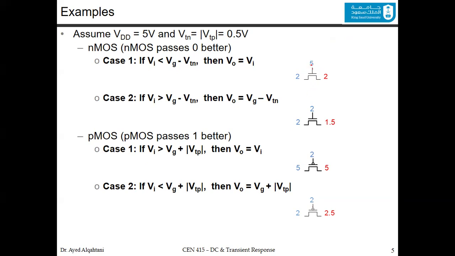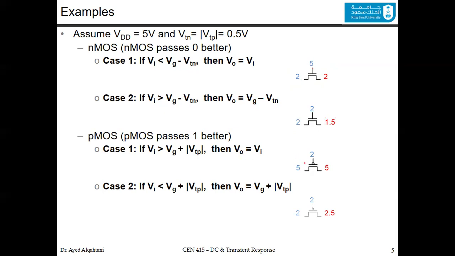So 5 minus 0.5, now we have 4.5, and you compare this value to the value of 2 volt, and you know that you get the lesser value in the NMOS, so you have 2. Now for the other case, if we say that you have 2 and 2, you take out the threshold value from here, it becomes 1.5, and you compare 1.5 with this 2, so the 1.5 is the one that's going to show up in the output.